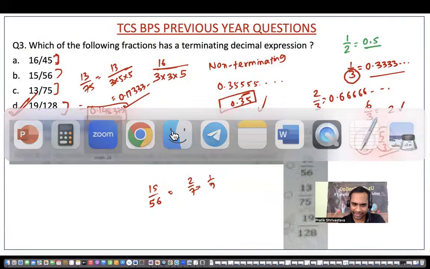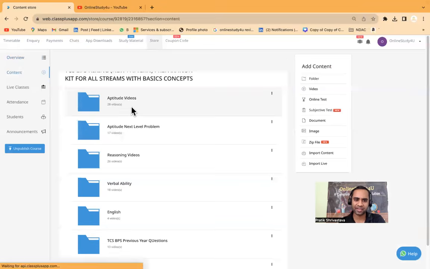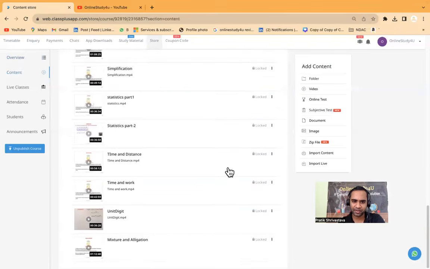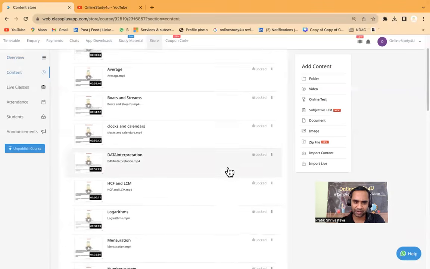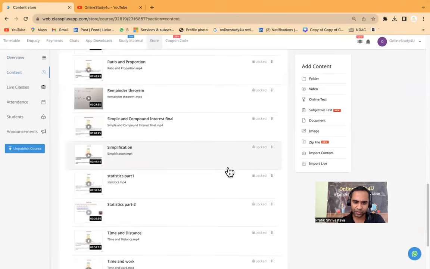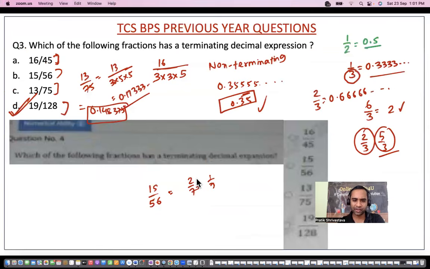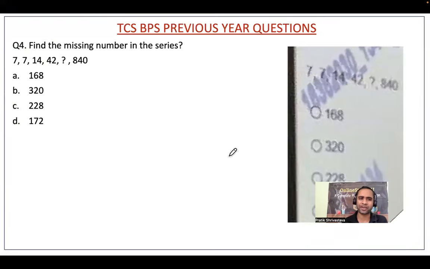Now friends, this is a part of the recurring digit problem. If you ask me, sir, have you taught these recurring digit problems? I will say yes. If you go and check problems on simplification, I have covered this recurring digit problem, where you will learn what is a terminating digit and what is a non-terminating digit. All these things have been covered in that particular course of TCS BPS.